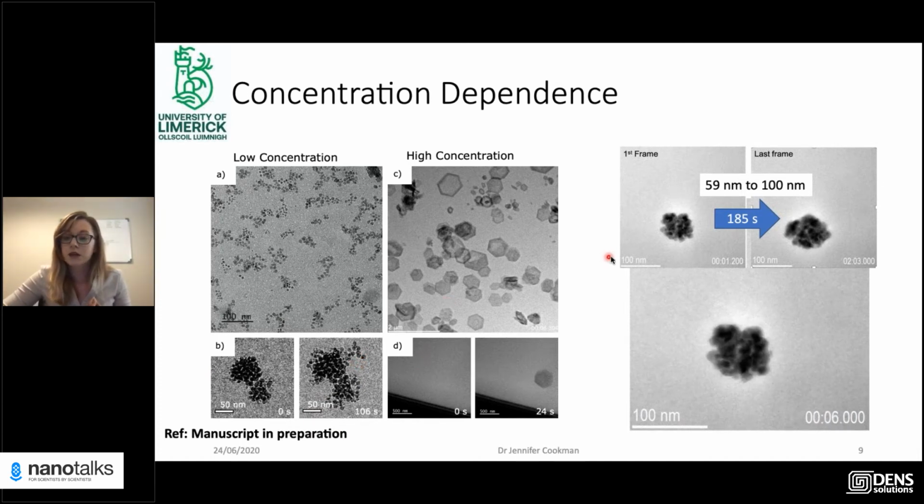Then in another example here, over the period of 185 seconds, we had an initial aggregate measuring 59 nanometers, growing up to 100 nanometers. There's a live video of it dynamically moving under the electron beam, and it's growing so subtly you can't really see it when you're watching it, but if you see the first and the last frame, it is quite obvious.